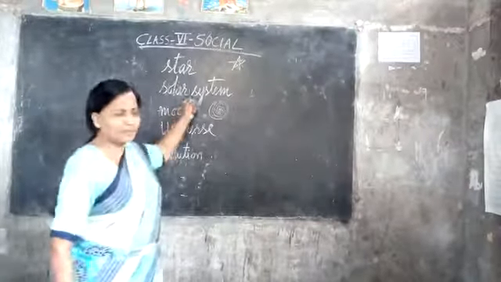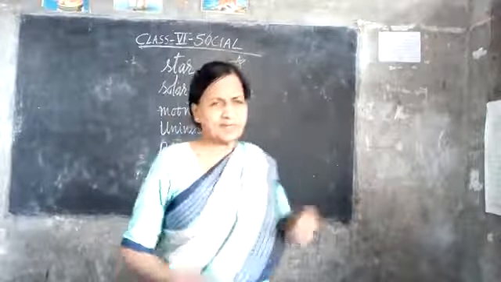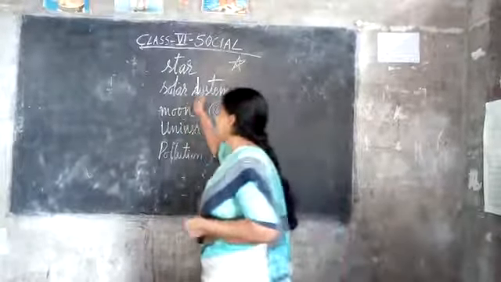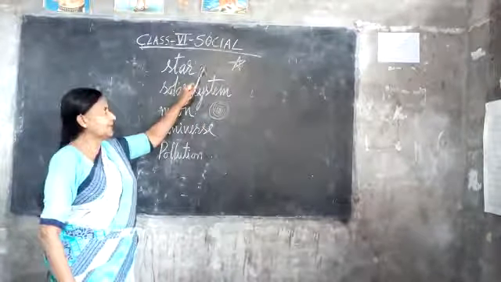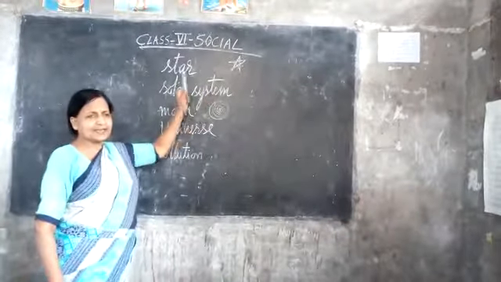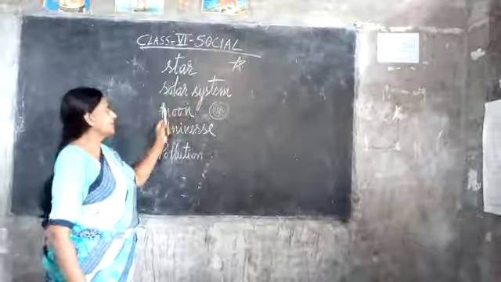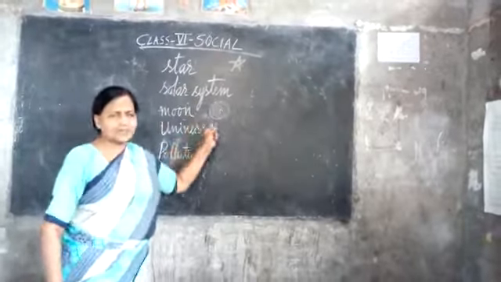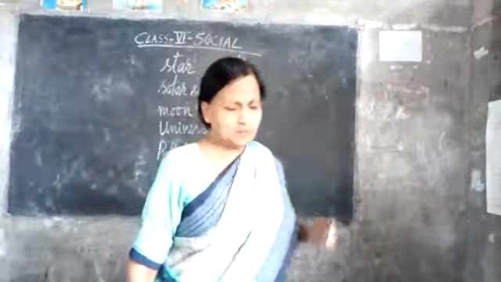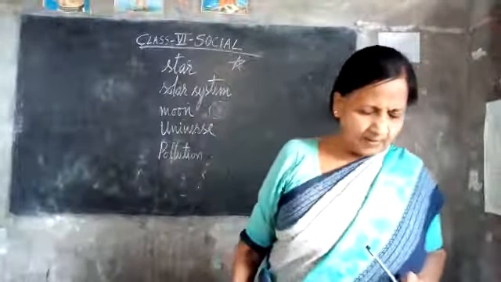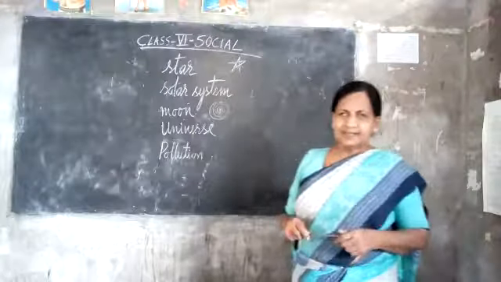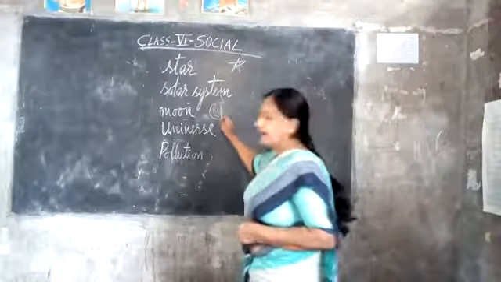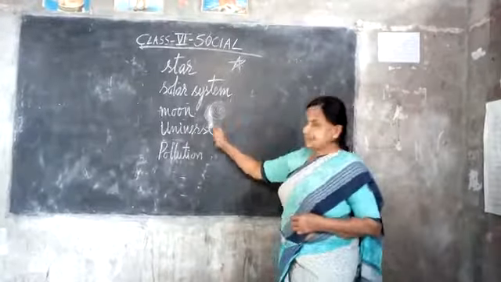Star. What do you mean by star, children? A star gets its own light and heat by itself, and the planet gets the heat and light from the star. Solar system. What do you mean by solar system, children? The 8 planets, the satellites, and the celestial bodies are known as the solar system.